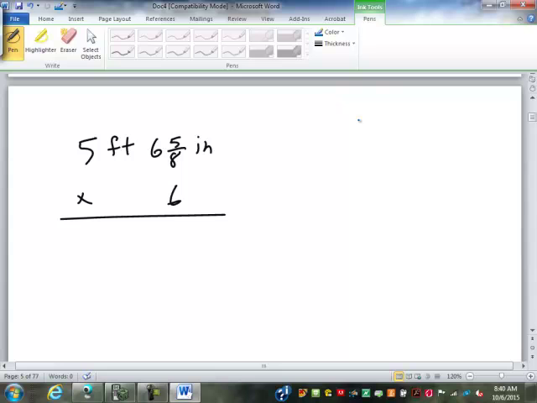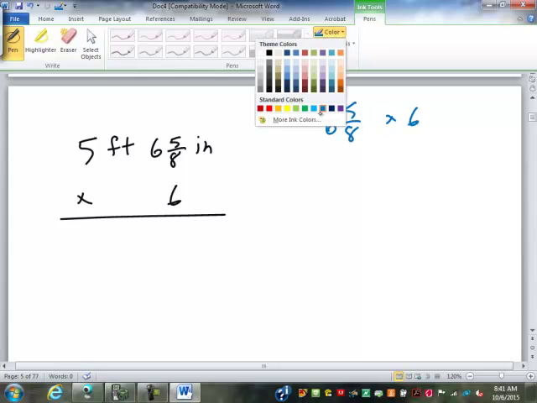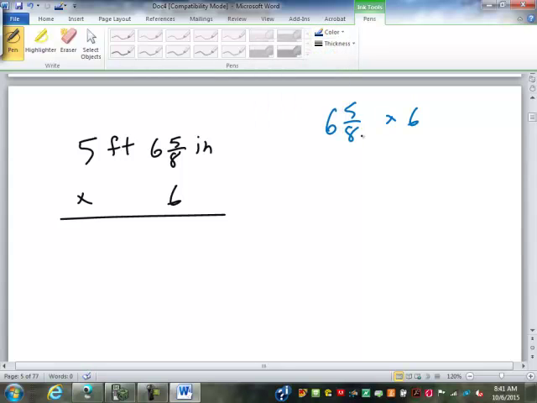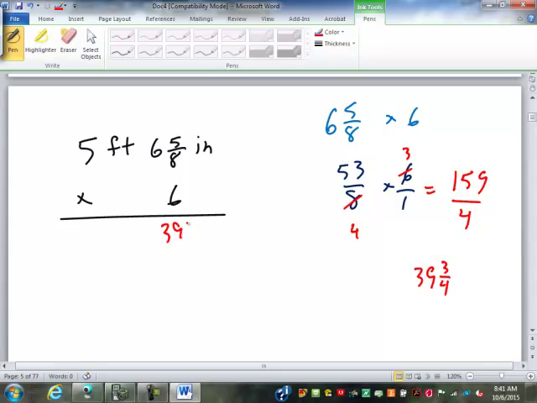So 5 feet, 6 and 5/8 inches times 6. We've got to do the 6 and 5/8 times 6, which is going to give us, anybody? So 6 times 8 is 48, plus 5 is 53/8, times 6 over 1. We can cross cancel the 8 and 6, divided by 2 to give me 3 and 4. This is 159 over 4, which is 39 3/4. So 39 3/4 inches.